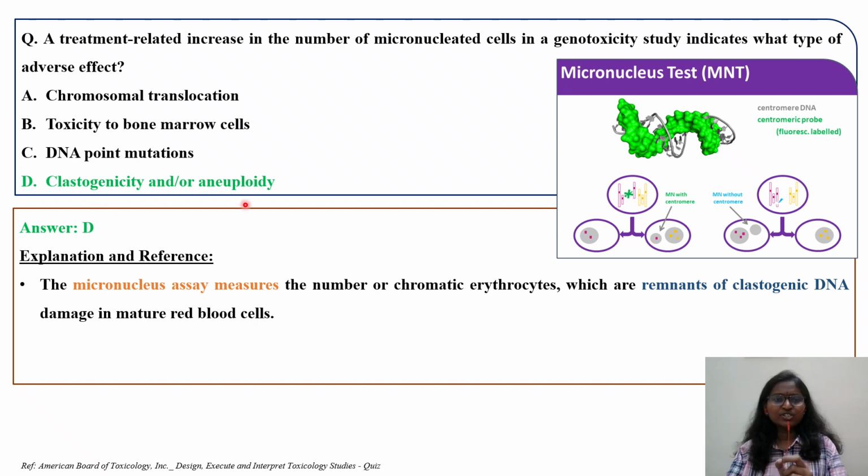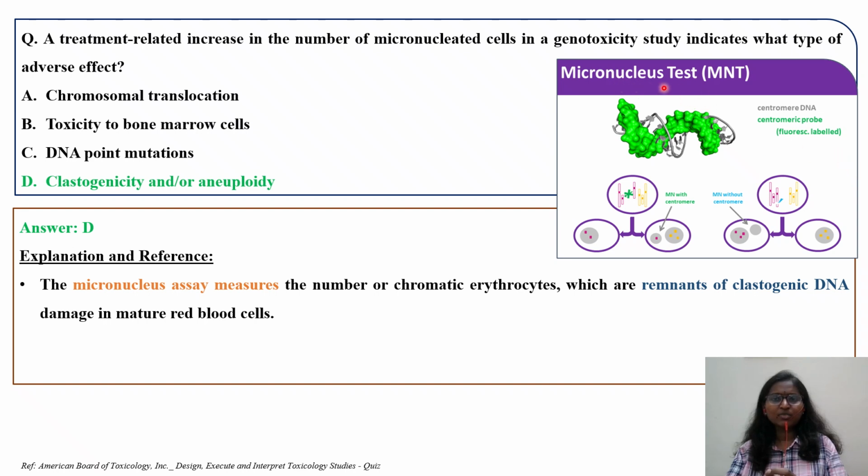So let's see the explanation and the reference given by the American Board of Toxicology. The micronucleus assay measures the number of micronucleated erythrocytes, which are remnants of the clastogenic DNA damage in mature red blood cells. We already know that RBCs, erythrocytes, are enucleated cells. So there is a remnant of this clastogenic DNA in the matured RBC. By detecting these remnants, we will be understanding the clastogenicity.